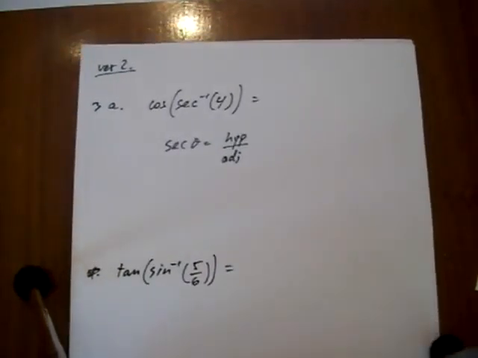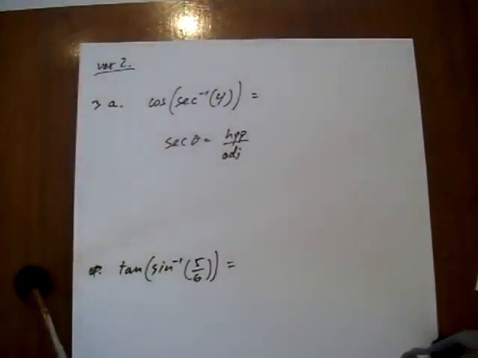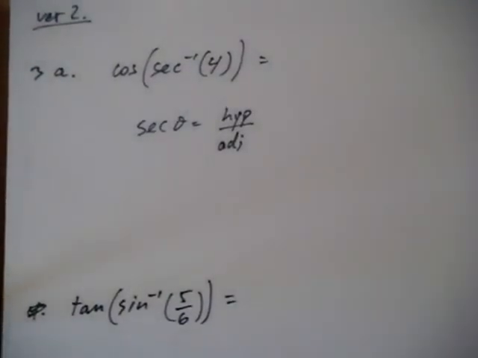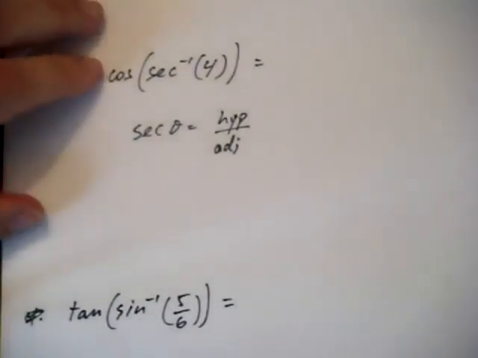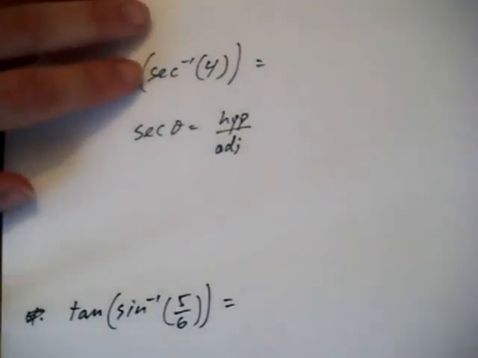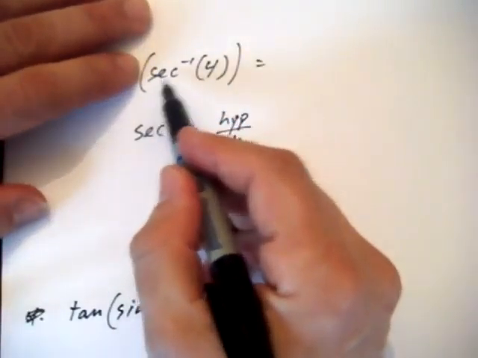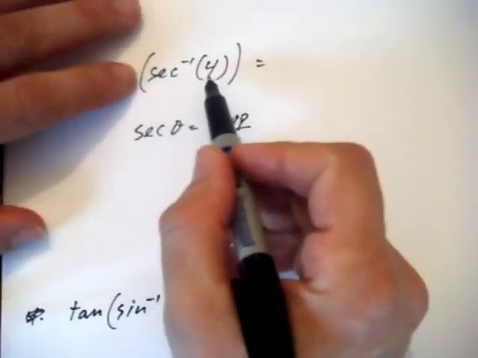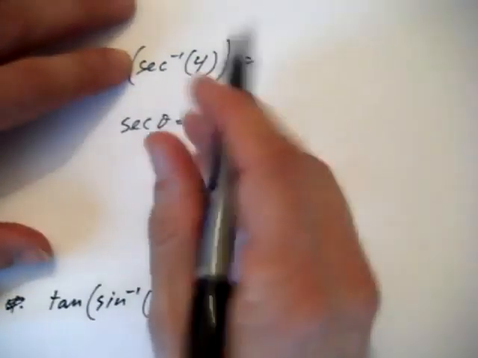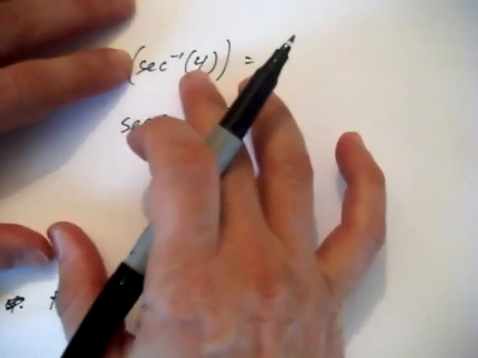Alright, so we have a problem. Cosine, secant inverse 4. Whenever you have the inverse function inside the parentheses here, you have to evaluate the inverse first. You have to realize that that really is going to lead us to the triangle type of problems.